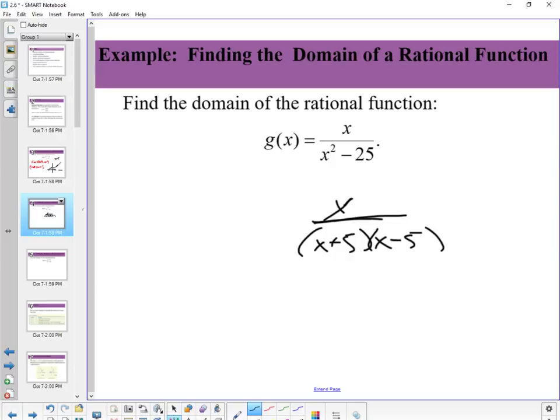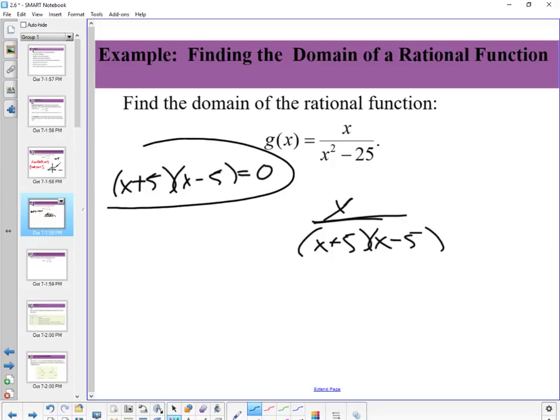Why should it have two domain restrictions? So we have to stop and think about this. You guys remember the zero product rule that we used to use, where we had x plus 5, x minus 5 is equal to 0, and then you figure out your two x's, right? Well, here's what we're asking math to tell me when we do this. When do these guys make 0?